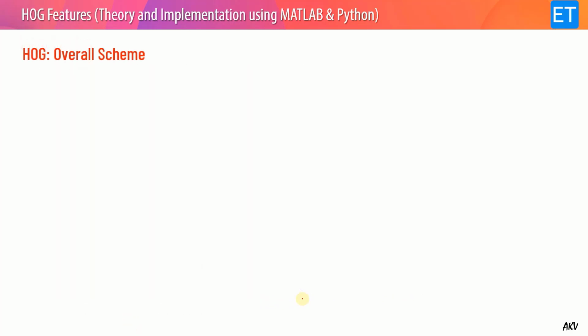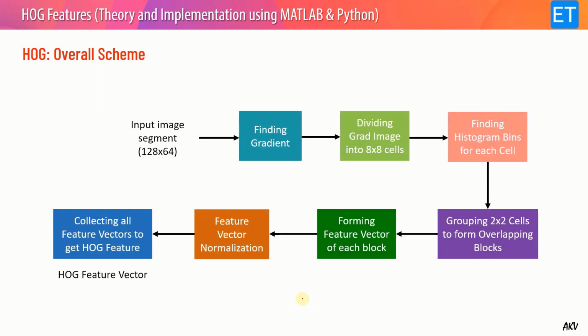Now let's see the overall scheme of HOG feature computation. First we have the input image segment of size 128 by 64 pixels, and first we find the gradient of this image segment. So we have two matrices, one representing the magnitude of the gradient and the other representing the angle theta. From these two matrices we get the cells. I mean we divide these two matrices into 8 by 8 cells, and from these cells we find the histogram.